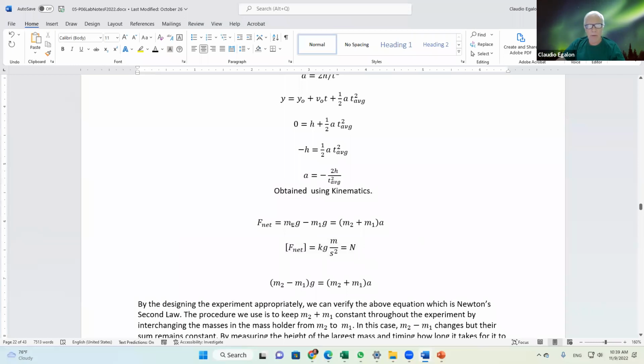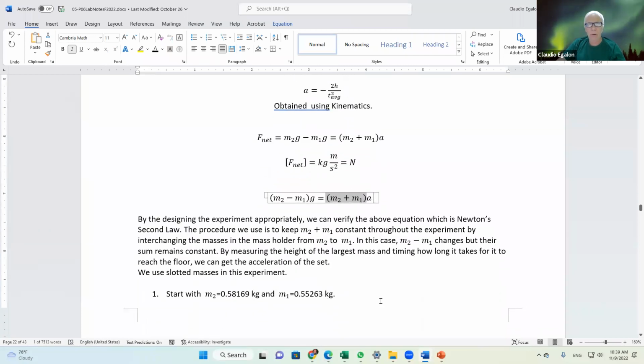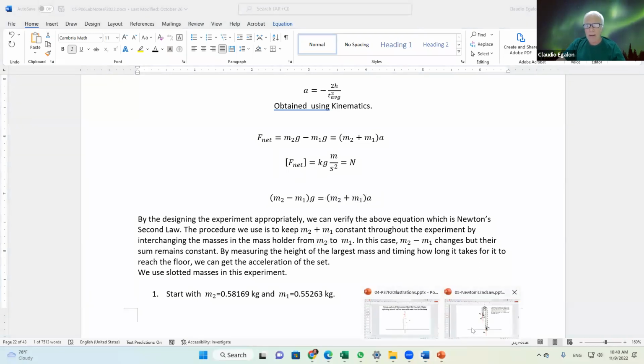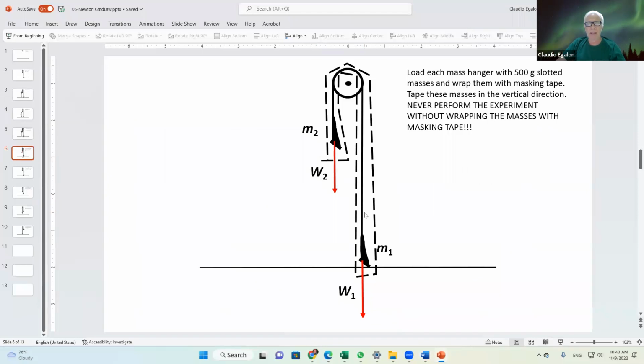Now we are going to have this equation here on the left side, M2 minus M1 G. I need this M2 minus M1, okay? M2 plus M1 A. Okay, net force change, acceleration change. What does not change is M1 plus M2, because why is that? Because we are keeping this mass constant.